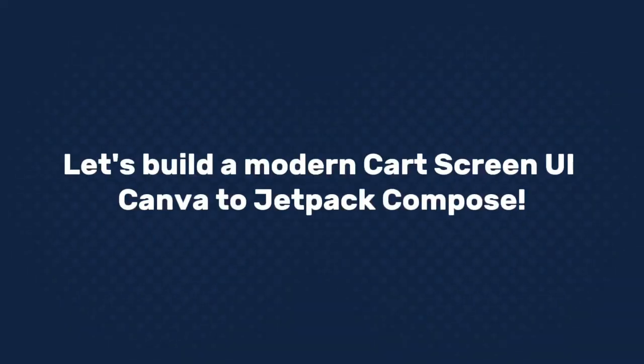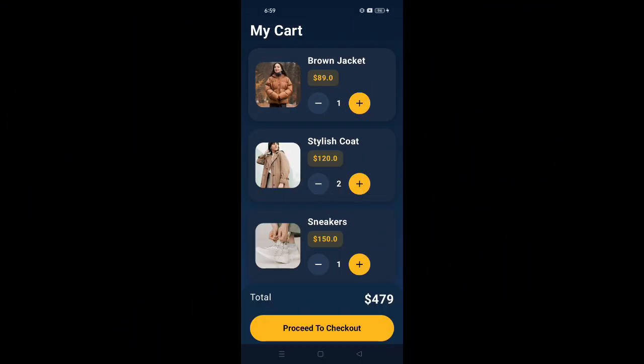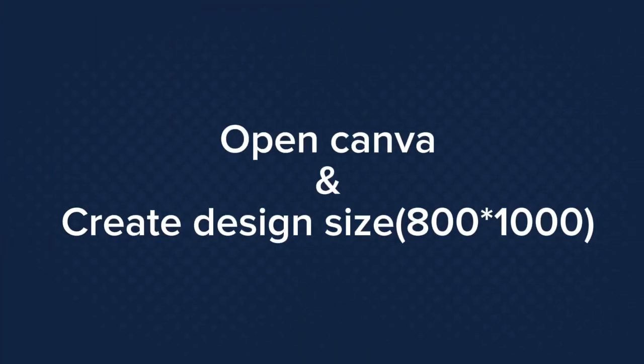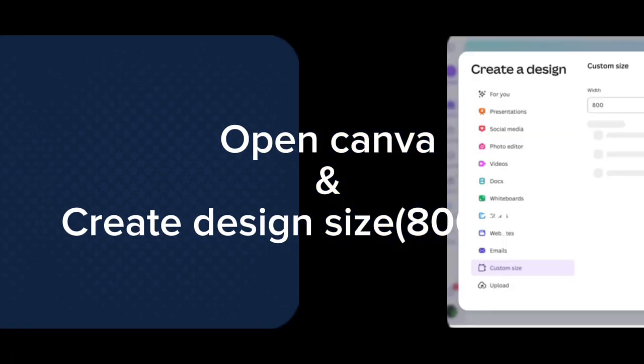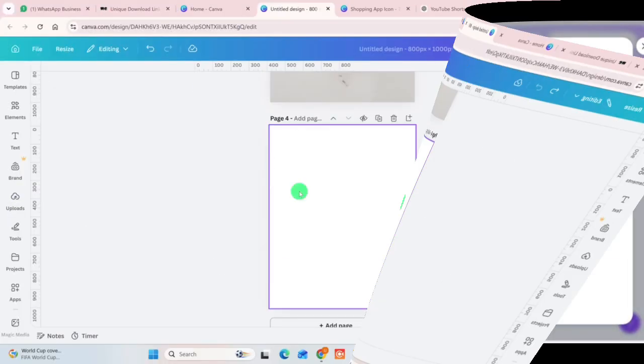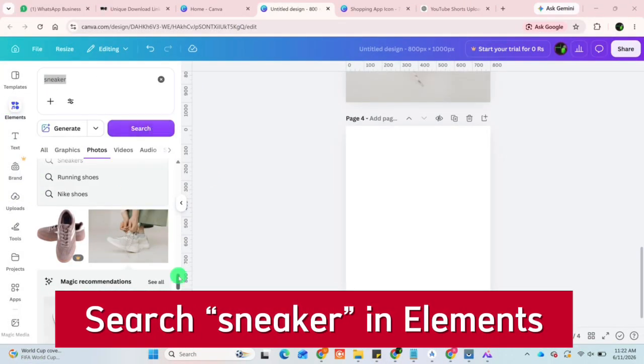Let's build a modern cart screen UI, Canva to Jetpack Compose. Open Canva and create design size 800*1000. Search sneaker and elements.